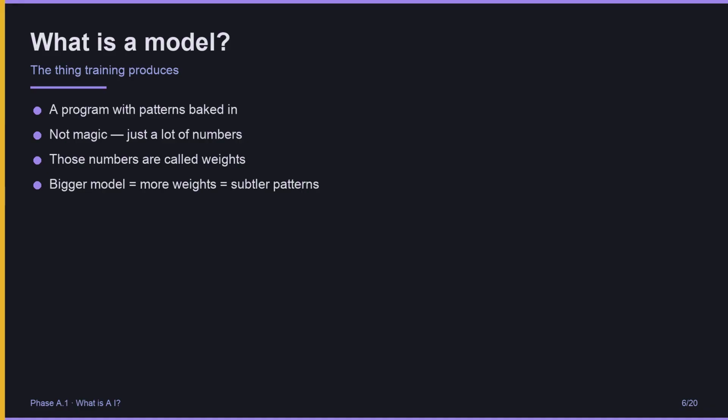What is a model? A model is a program with patterns baked in. Not magic. Just a lot of numbers, sometimes billions of them. Those numbers are called weights. They capture the patterns the model found during training. A bigger model, one with more weights, can notice more subtle patterns. That is why big AI models seem smarter than small ones. It is not because they think. It is because they have more pattern to draw on.